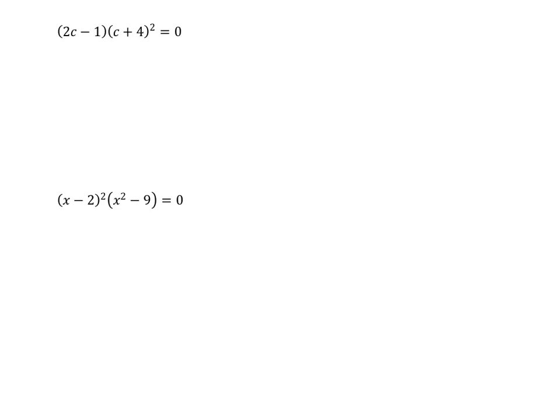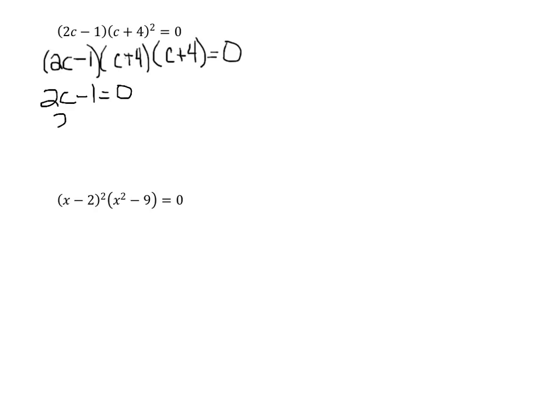2c minus 1 times c plus 4 quantity squared equals 0. So what that means is, because these three are multiplied together and they equal 0, at least one of them is equal to 0. So what we do is say, okay, well, if 2c minus 1 is equal to 0, that means 2c is equal to 1, so c is equal to a half.